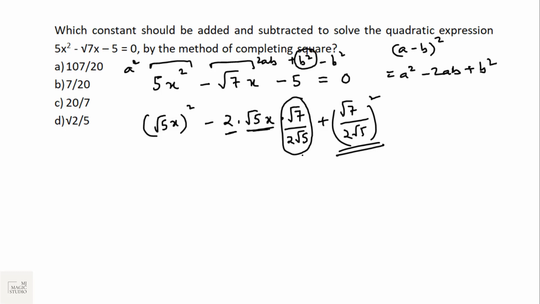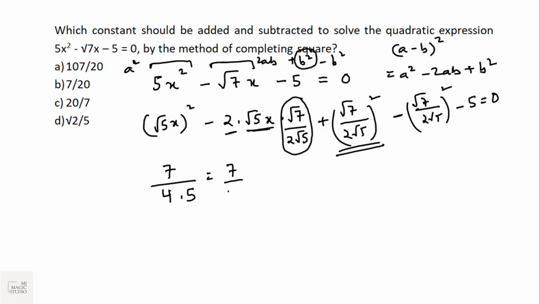This is the answer. The constant which we are adding and subtracting to convert this into a square format is actually root 7 by 2 root 5 whole square. That is root 7 square is 7, 2 into 2 is 4 into root 5 square is 5. That is 7 by 20. So I need to add 7 by 20 and subtract 7 by 20 to convert this into a square format, and this is the way to solve a quadratic equation by transforming it into squares. 7 by 20, option B is the pick.